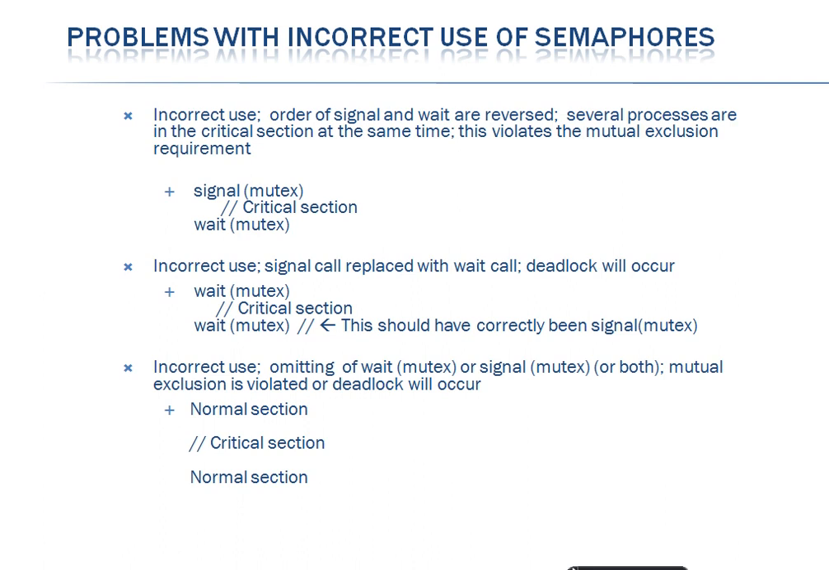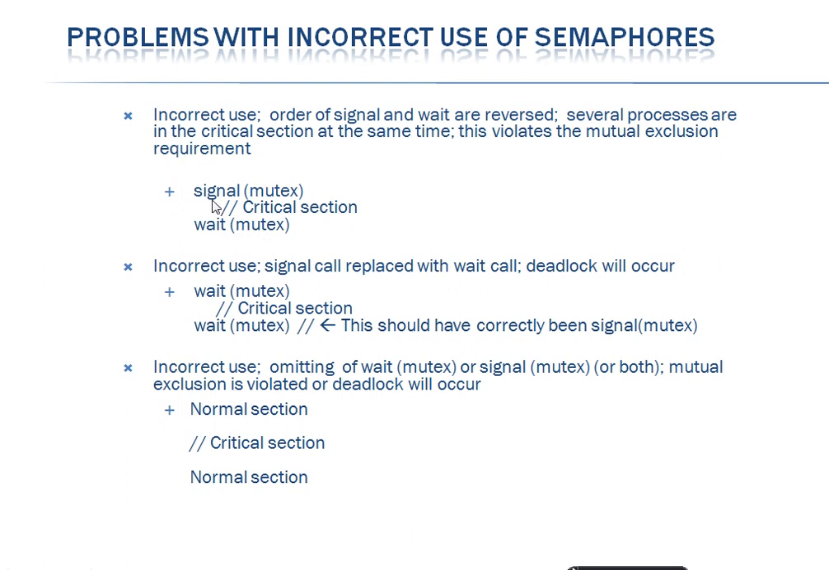Now here we discuss some problems with incorrect usage of semaphore. The semaphore may not give you good performance if the order of signal and wait operations is reversed, and several processes may be in their critical section at the same time. This actually violates the mutual exclusion property.